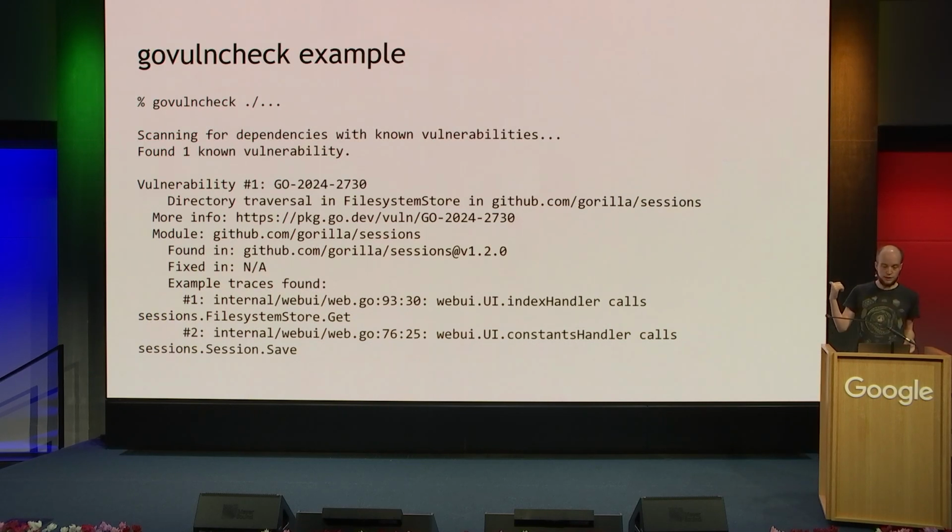And here we can see that it reported one vulnerability. It is the directory traversal in Gorilla/sessions. And it also prints me an example trace of where my program is calling into that. So I can see that in internal web UI, I am in fact calling the file system store.get.